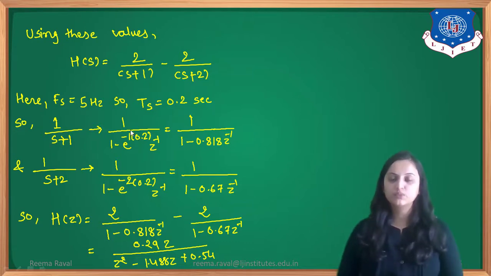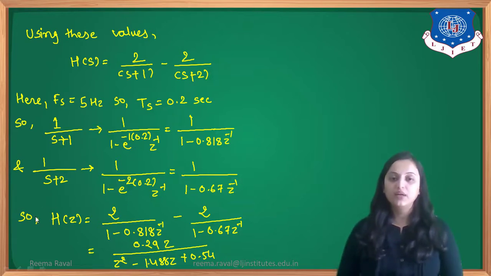So 1 upon s plus 1 will become 1 upon 1 minus e raised to minus pk into Ts, where pk is minus 1. Because we have the formula in terms of 1 upon s minus something, and here it is plus 1, we need to take this value as minus 1. So here it will have minus 1 into 0.2 into z inverse, which will give 1 upon 1 minus 0.818 z inverse. Here 0.818 is the obtained value of e raised to minus 0.2 in the calculator.